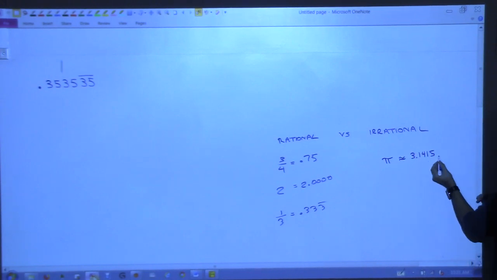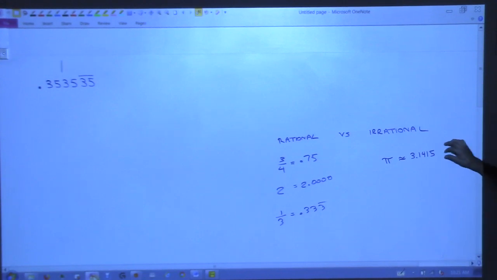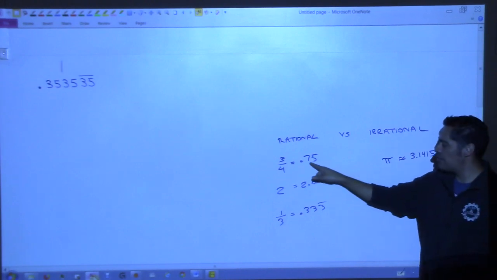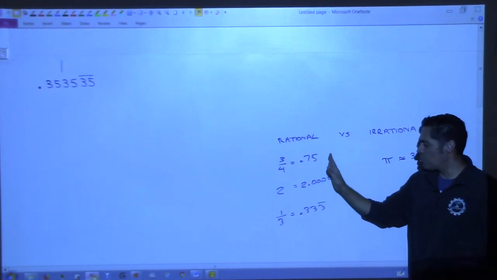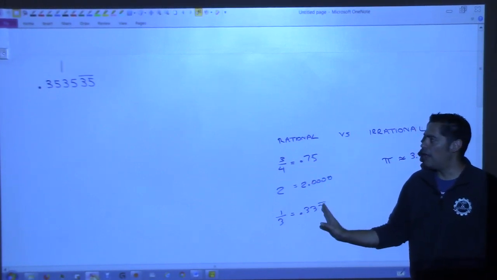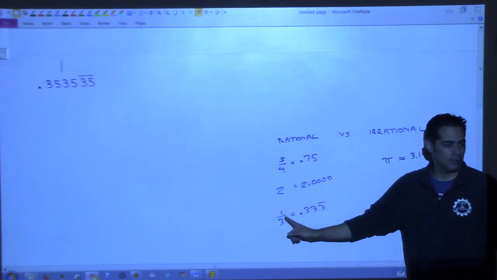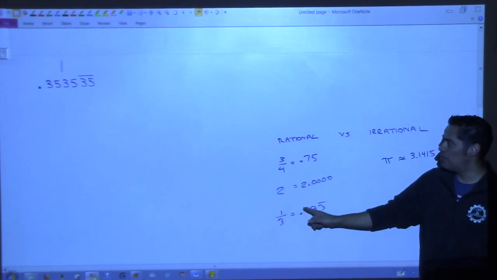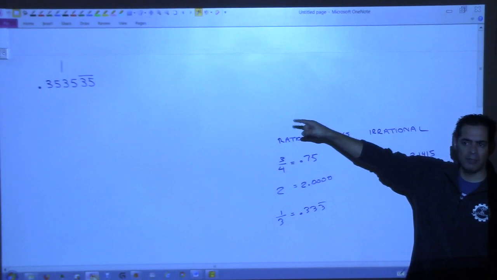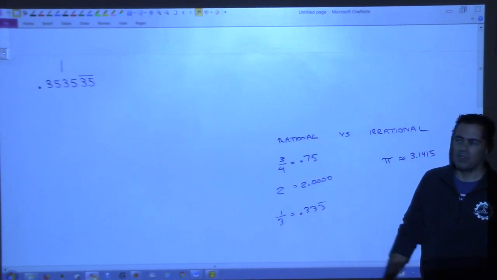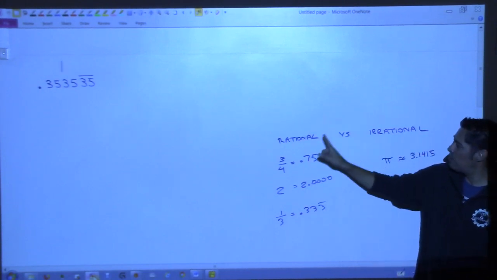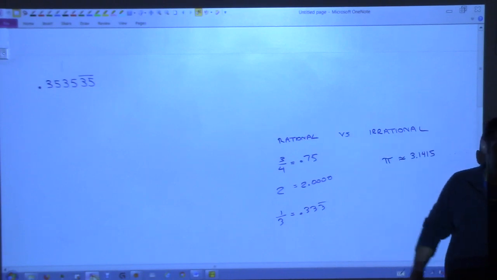3.1415. The problem with this is that it keeps going, but there's no pattern to the repetition. There's no pattern, it just keeps changing almost randomly. So if you have a repeating decimal or a terminating decimal, then it must be a fraction. So my question to you is, what's that fraction? Because that repeats, so that is a rational number. What is the fraction for that number?